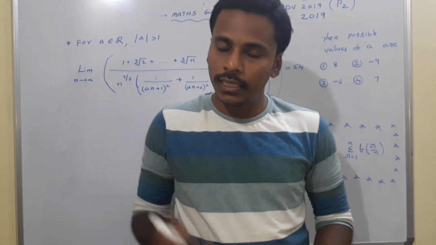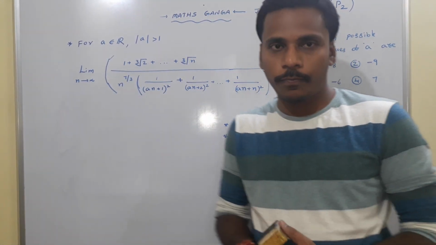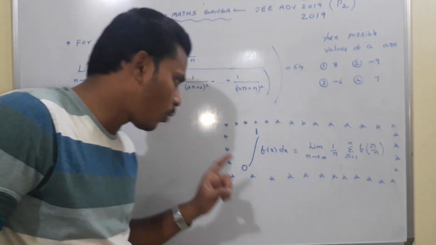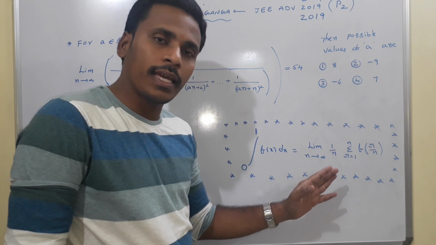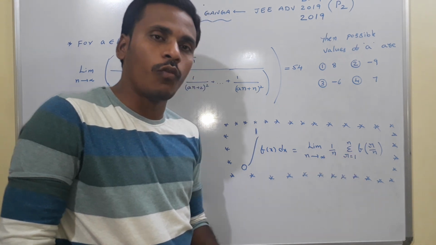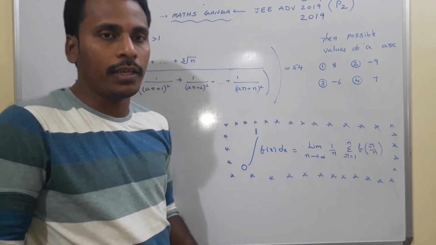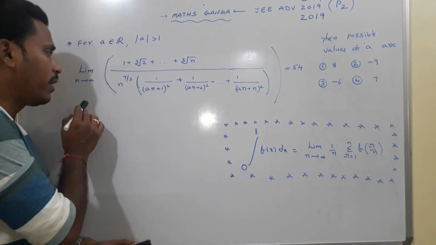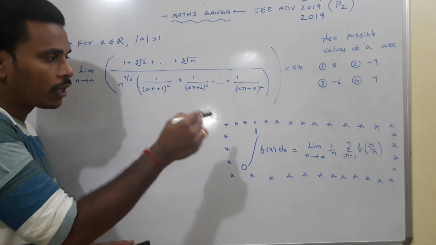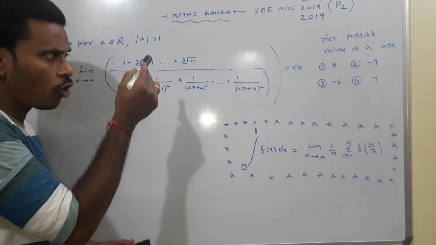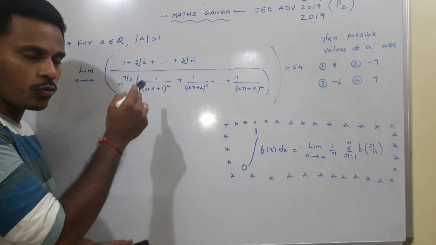Now again, this question is based on that logic. See, the logic is integral 0 to 1 f of x dx, limit n tends to infinity 1 by n sigma running from 1 to n f of r by n. So now here it is limit n tends to infinity. Now I am going to convert the problem into that one. And if you observe the problem, the question is this one now.